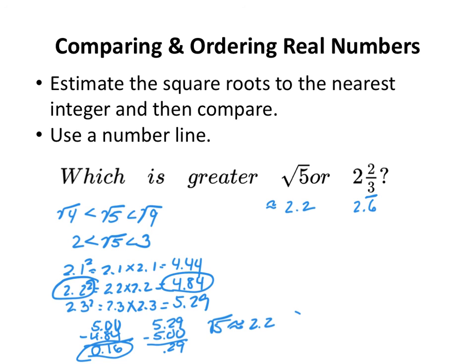Now, if I know the square root of 5 is approximately 2.2, and I know 2 2/3 is the decimal 2.6 repeating, now I can make the comparison. 2.2 is less than 2.6 repeating. So that means the square root of 5 is less than 2 2/3.